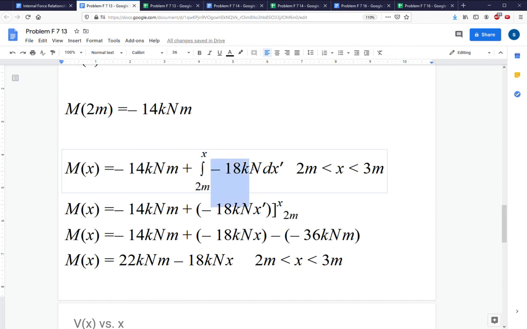of, this time the shear is -18 kilonewtons, so -18 kilonewtons dx. We can evaluate this integral as I do here. And so for the third part of the beam, we get 22 kilonewton meters minus 18 kilonewton x.